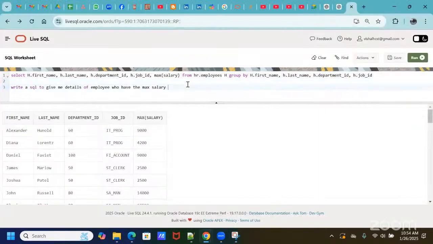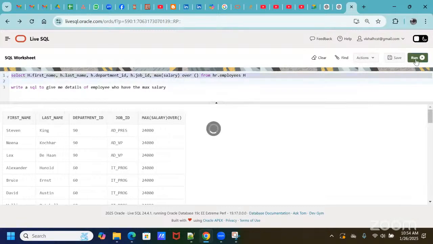Let's use our analytical function. When I'm using analytical, it is the most respected. Remove this and write the over clause right here. Let's see what happened. Let me print salary also, h dot salary.